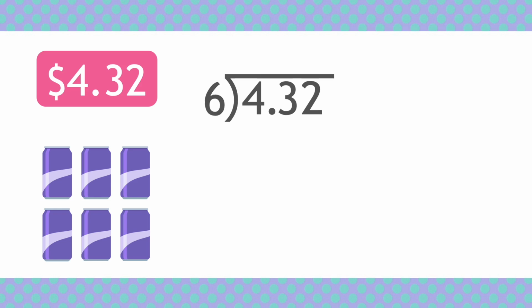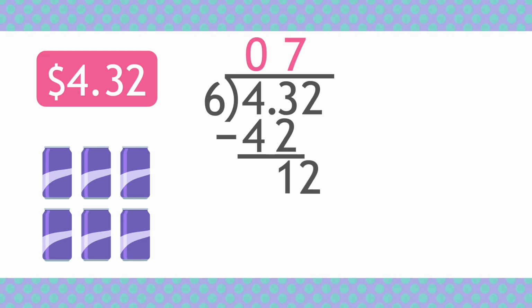Let's quickly review how to divide. Since 6 doesn't divide into 4, we need to place a 0 in the quotient or answer. 6 divides into 43 7 times, and 6 times 7 is 42. Then we subtract. 43 minus 42 is 1. Next, we bring down the 2 and repeat the process. 6 divides into 12 2 times, 6 times 2 is 12, and 12 minus 12 is 0. Oh, and we can't forget to bring the decimal point up into our answer.